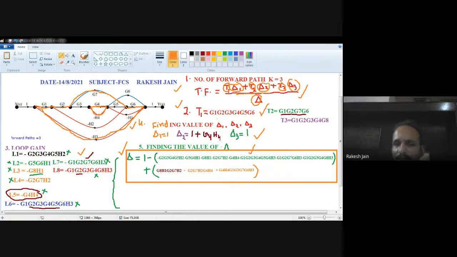If you understand everything, this is the complete question and complete answer. So I hope you understand the complete signal flow graph, and how to use Mason's gain formula.